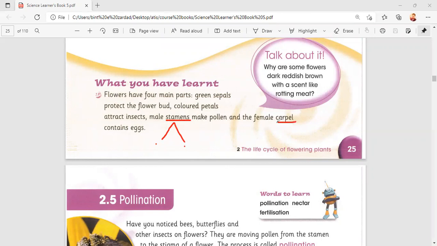There are further four parts: number one, stigma; number two, style; number three, ovary; and ovules. The ovary contains eggs, and ovules are the small eggs inside the ovary. Style is the tube, and stigma is the upper part of the carpel.